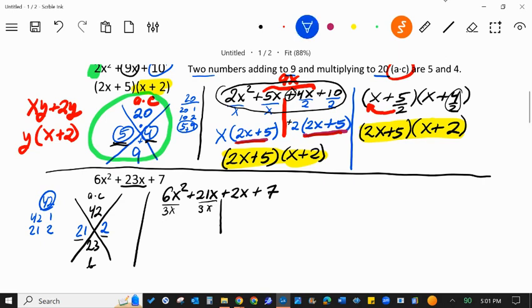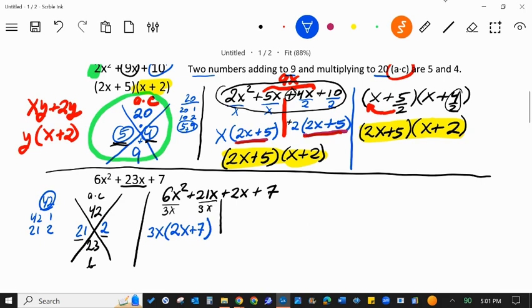So I'll use blue for the next part because I'm going to take the 3x out. I'm going to be careful. The 3 goes into 6 twice, and the x cancels out one of those x's. 3 goes into 21 7 times, and the x cancels out.